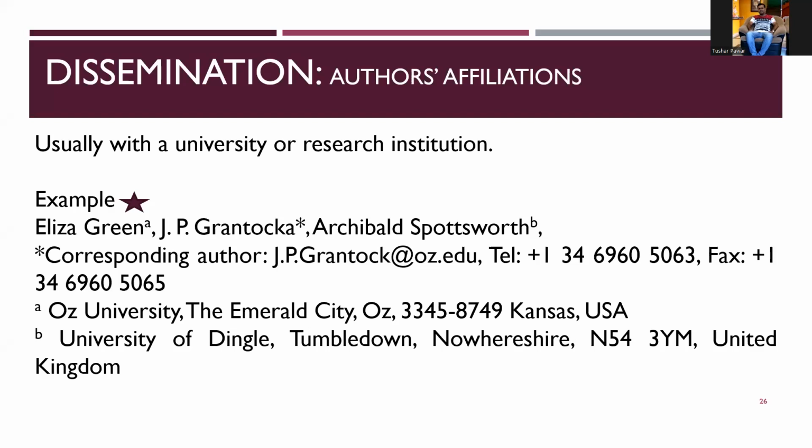So here is the author Eliza Green, J.P. Grantoka, Archibald Spotworth. The corresponding author's name is given, and you will see that there is something written in the superscript, A, B, and there is something with an asterisk mark. So it could be the journal. Now, what to write in the superscript? Read the journal guidelines of whichever journal you are going to publish in.